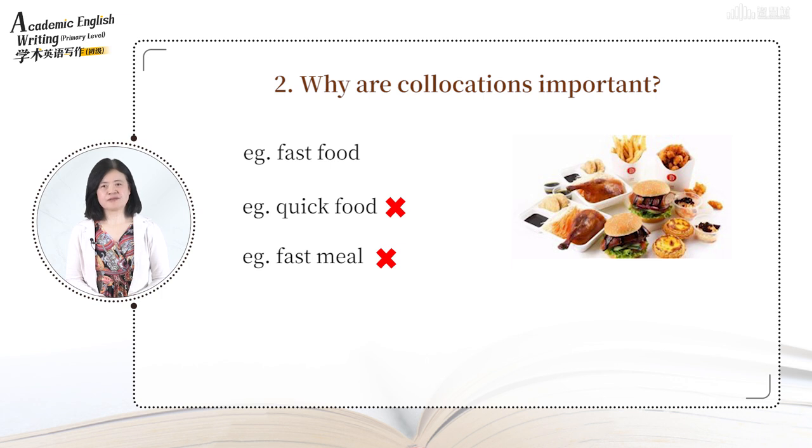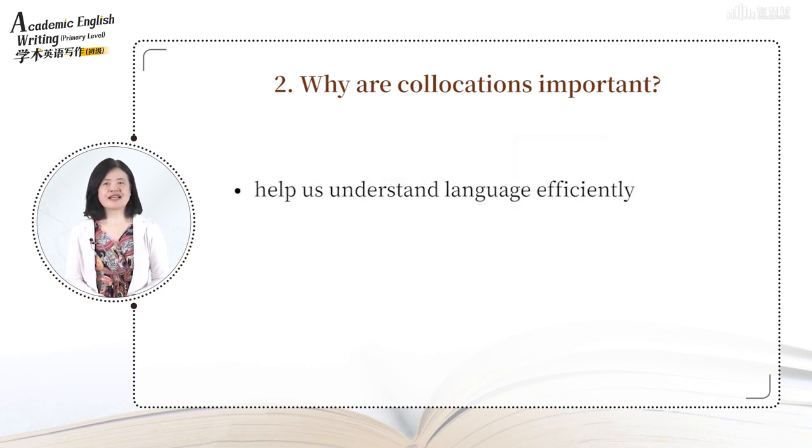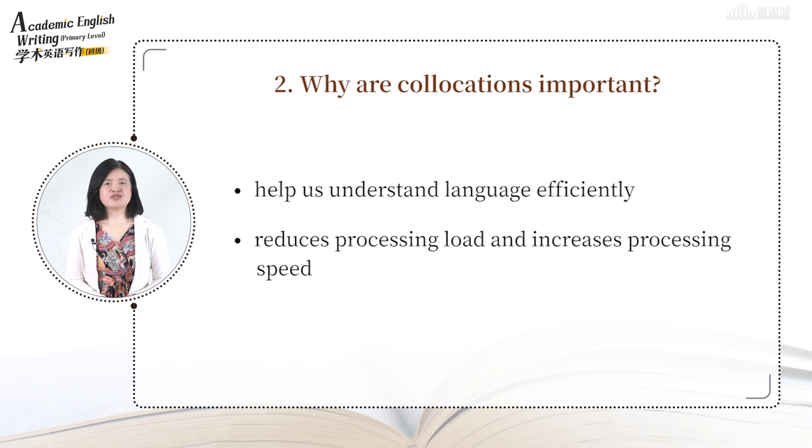Collocations also help us understand language efficiently. Word combinations or collocations are memorized as units, and the meanings for the units are retrieved and processed as a whole. This reduces processing load and increases processing speed. That's why we understand what people say easily, and sometimes we know what people are going to say before they even say the words.